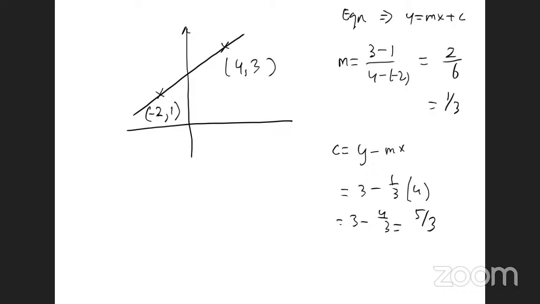Let's check it back and see. 1.67? Nobody got that? Yeah? So therefore the equation is y equals mx plus c. Anybody else got 5 over 3? Something wrong?